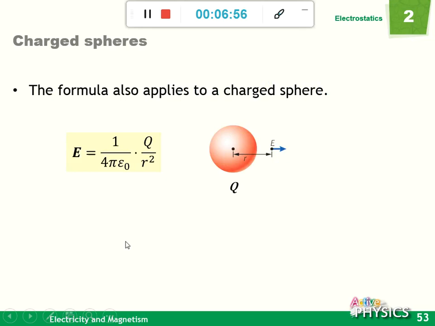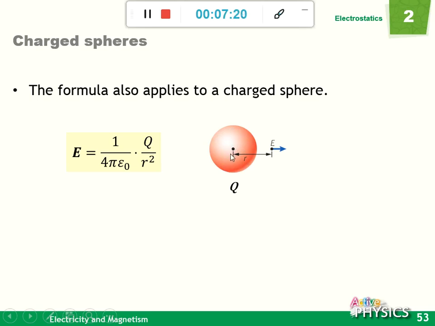Okay, how about next? Charged spheres. And the formula of it should be this. You can think that all the charges on this surface are concentrated at the center of it. It means that the center can represent the whole thing.